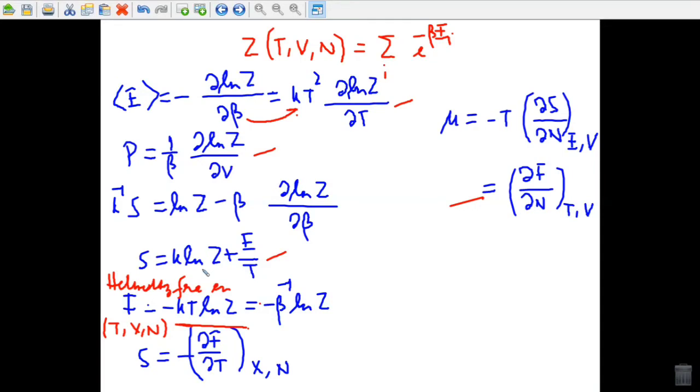So del F del T equals minus S, that is, the temperature derivative of the Helmholtz free energy gives the entropy with a negative sign. And one can also calculate a comparatively new function, mu, known as the chemical potential, which is minus T del S del N at E and V constant, and which can be represented as del F del N at T and V constant.